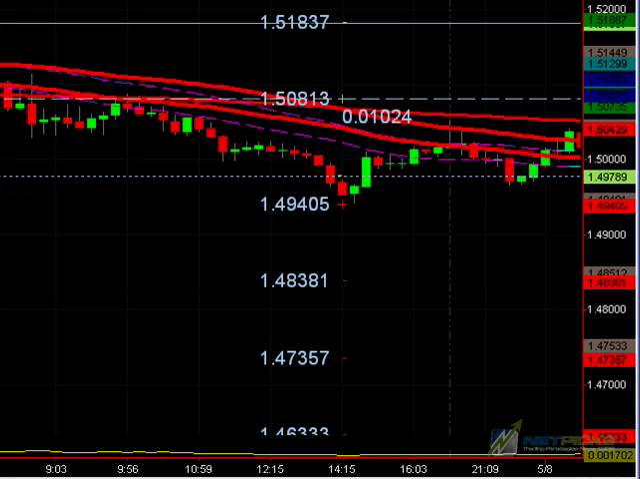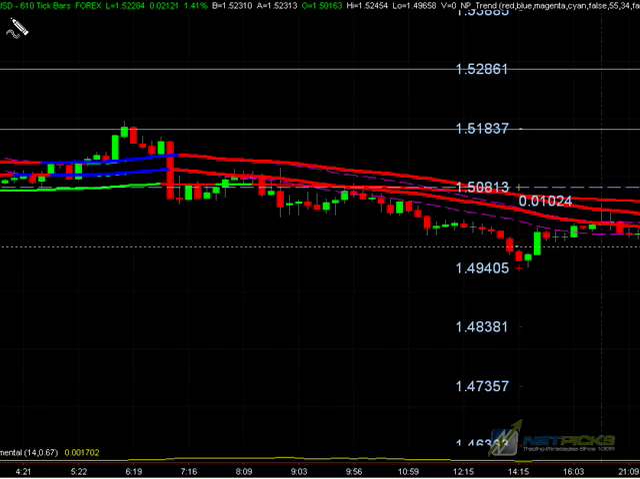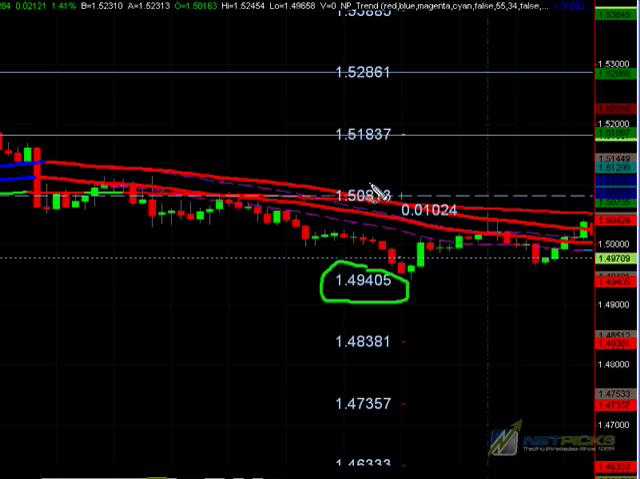But I wanted to show you what a typical night looks like for us. This was what I was looking at last night on the pound US dollar. That's the market that I'm looking at on this one. And I had a potential to go short at 1.4940 and the potential to go long at 1.5082.